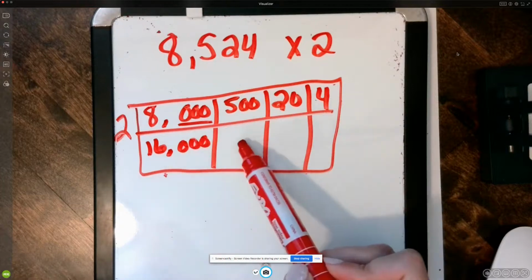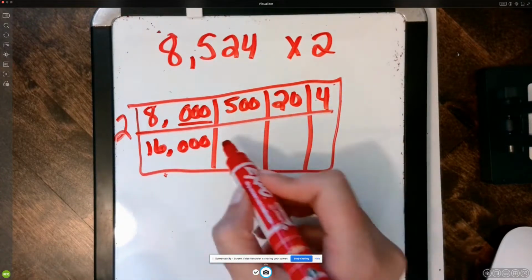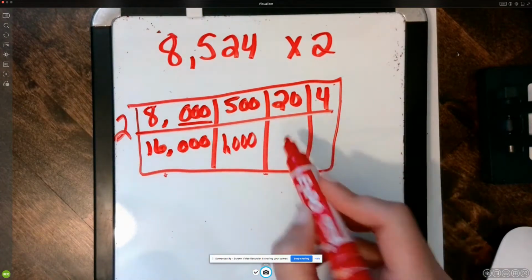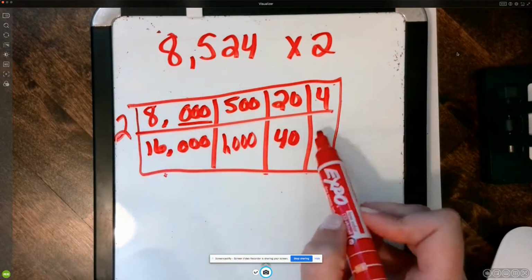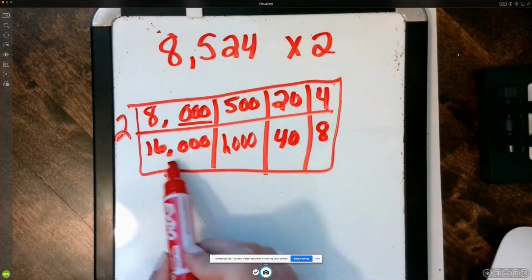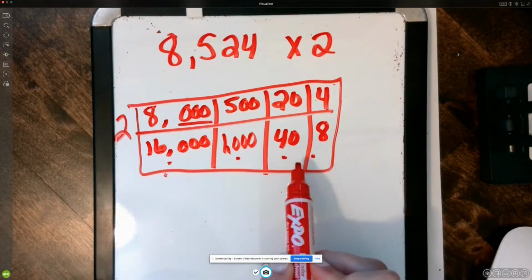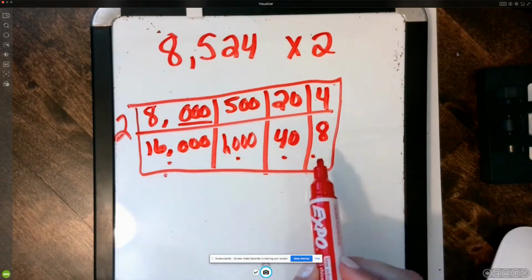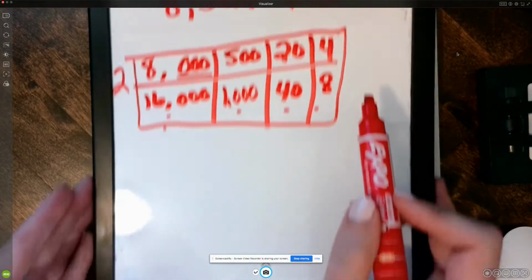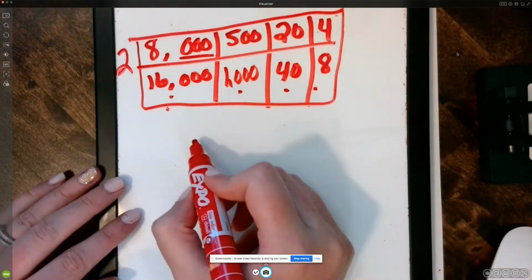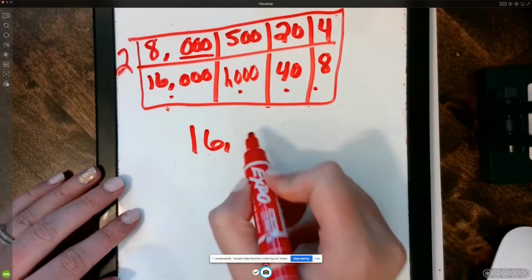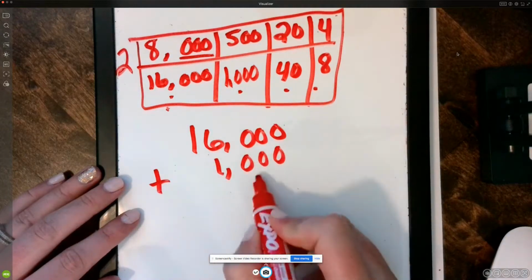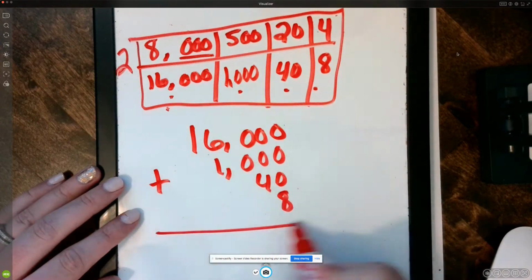Now I'm moving to the hundreds place. 2 times 500 is 1,000. 2 times 20 is 40, and 2 times 4 is 8. Do you remember what these 4 numbers are called? Right, partial products. Good job. So now I'm going to add up my partial products, and I'm just going to line them up in order from greatest to smallest. So 16,000 plus 1,000 plus 40 plus 8.